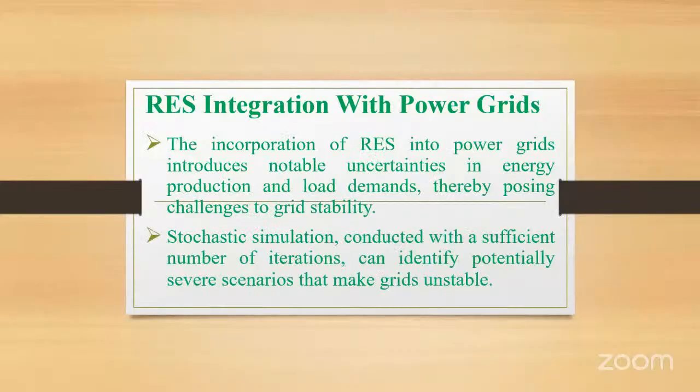So why are we incorporating renewables into the power grid? To make the system stable. The incorporation of renewables into power grids increases notable uncertainties in energy production and load demands, thereby posing challenges to grid stability. And the second thing is stochastic simulation, which, conducted with a sufficient number of iterations, can identify potentially severe scenarios that make grids unstable.